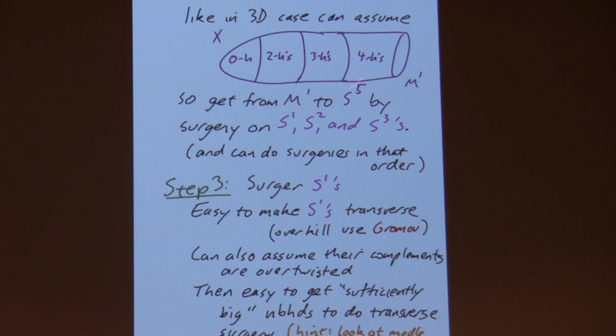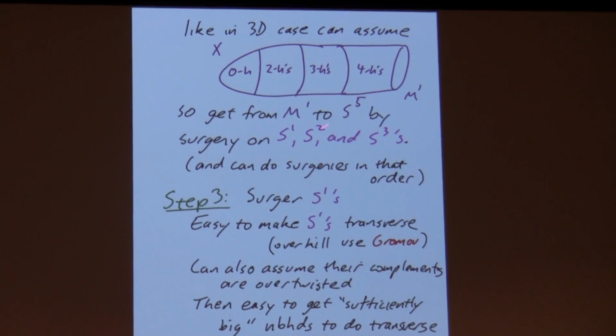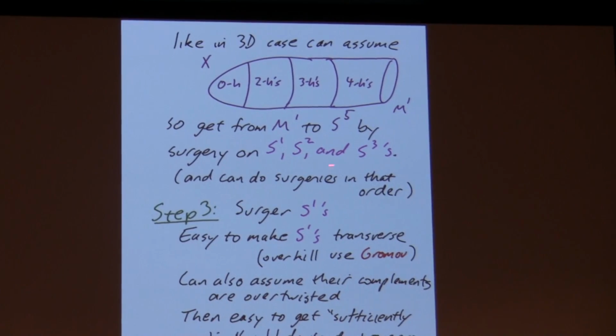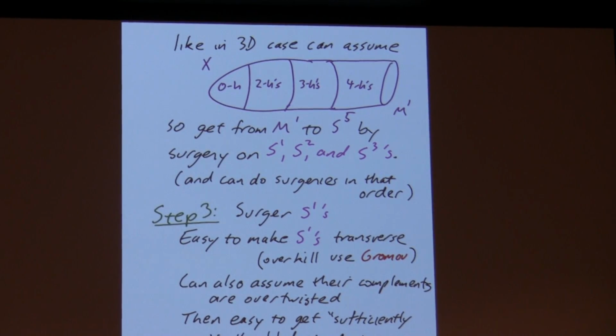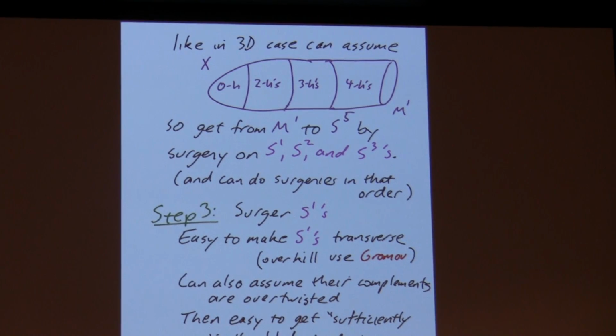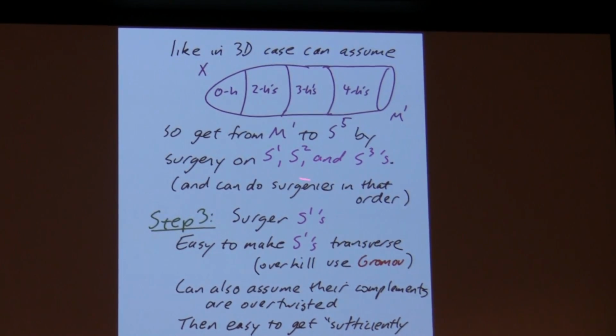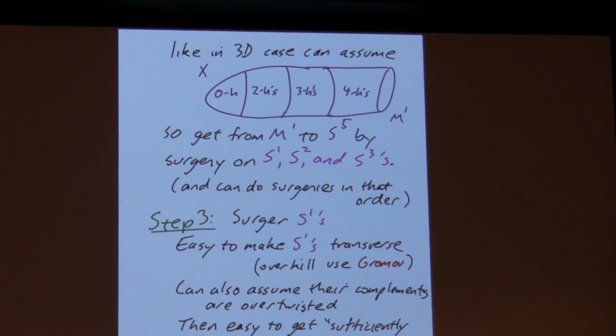So we're left with 2, 3, and 4 handles. But what happens when you attach a 2 handle? You do a surgery on an S1. When I attach a 3 handle, I do surgery on an S2. When I attach a 4 handle, I do surgery on an S3. So basically, topologically, I can get from my manifold M prime to S5 by a sequence of surgeries on the S1, S2, and S3s. Okay?